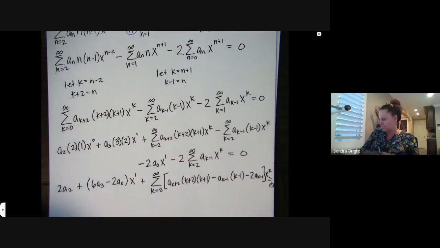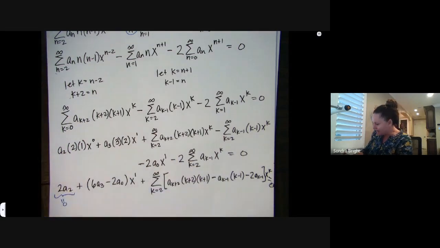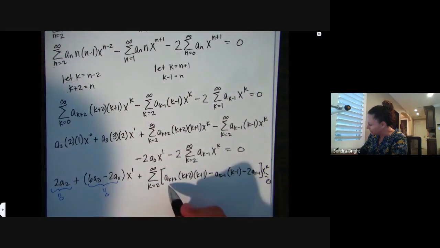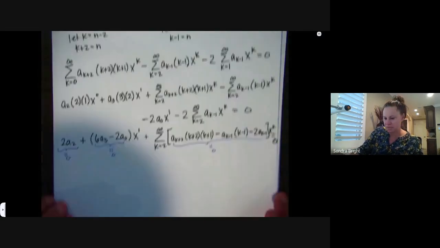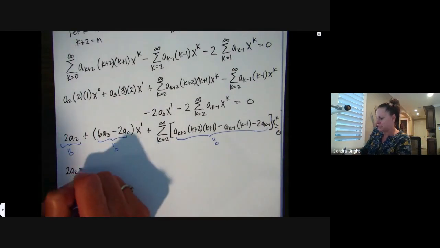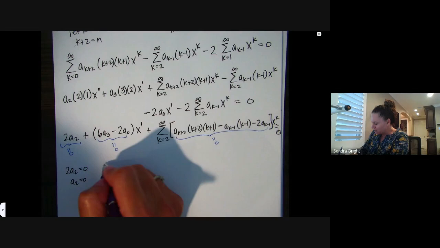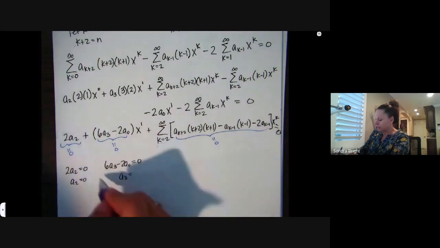Now I can equate coefficients. It's equal to 0, which means that this guy must equal 0. The coefficient on x to the power of 1 must equal 0. And the coefficient on x to the k must equal 0. All right, so let's do this. We got 2a2 equals 0. Oh, well, a2 is equal to 0. We got 6a3 minus 2a naught must equal 0. So that means a3 would be 2 divided by 6 times a naught, so a3 is 1/3 a naught.